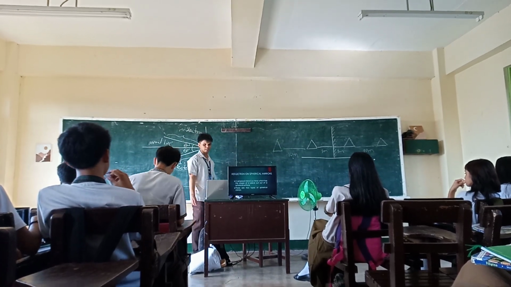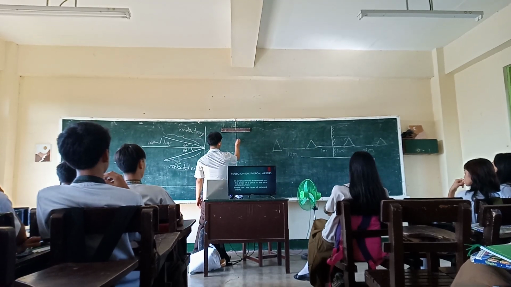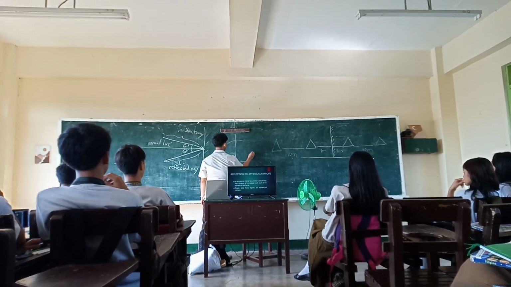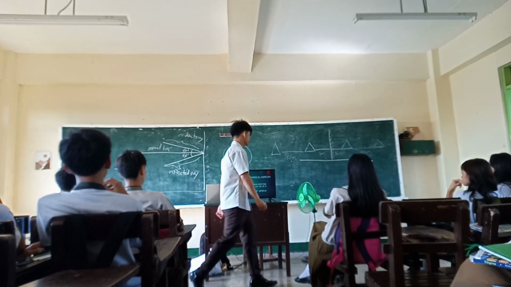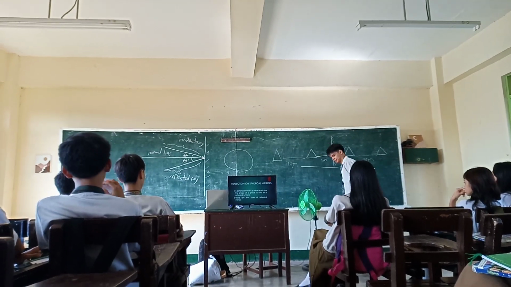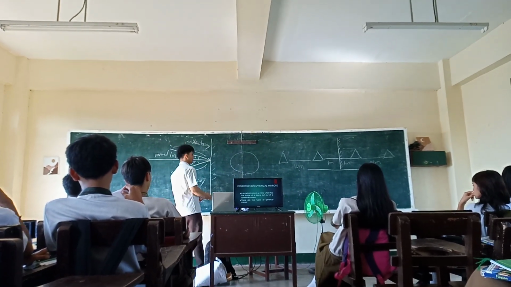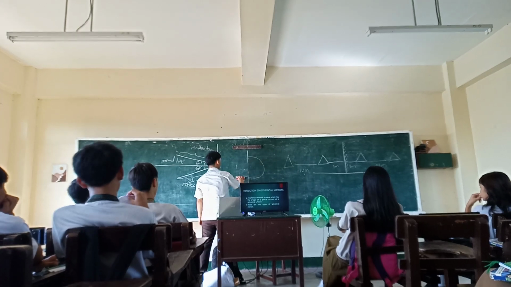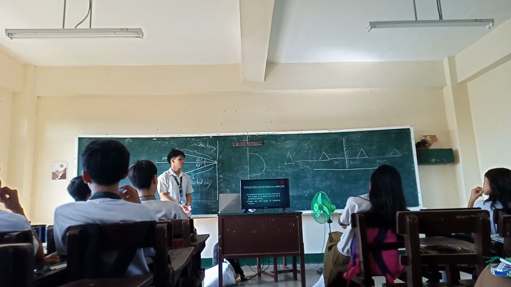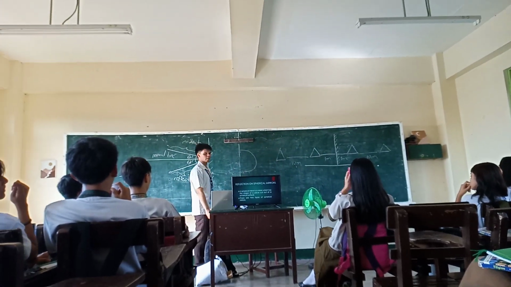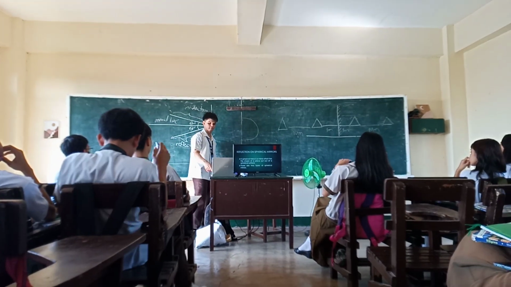The spherical mirror is called a spherical mirror because it is cut out from a sphere. So imagine that this is a sphere. If you cut this sphere in half, you will form a curved mirror. That's why it's called a spherical mirror. Now there are two types of spherical mirrors.